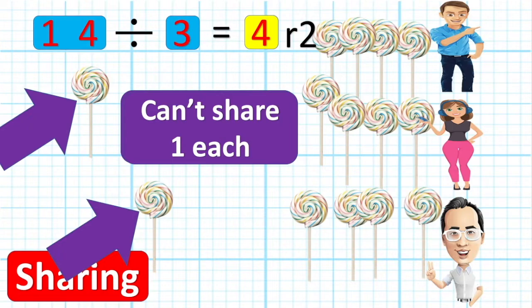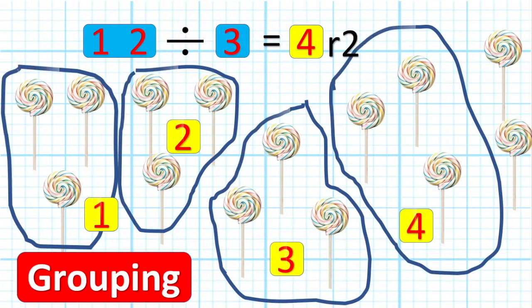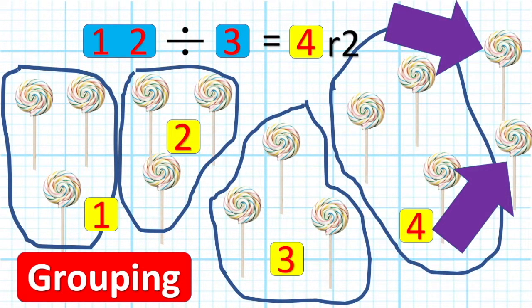If I try that with grouping, it would be the same thing. 3, 6, 9, 12, 4 even groups and 2 left over. Okay, 2 remaining. Now that's pretty straightforward with small numbers. We can easily share our lollipops out. Might take a little while, but we can do it. And I can group because I know my times tables.